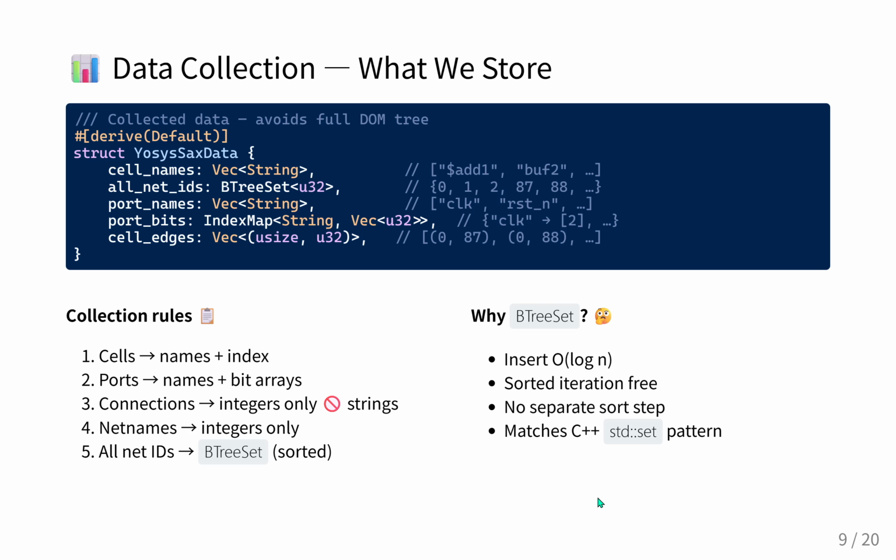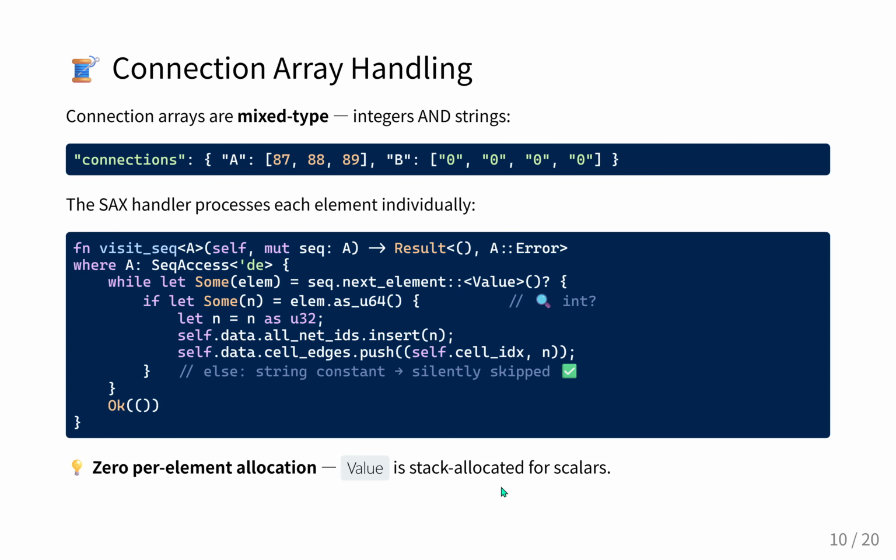Free! There is no separate, time-consuming sorting step required at the end. Additionally, this pattern perfectly mirrors the C++ standard set, which makes the logic highly portable for developers working across different systems. That's a nice bonus. But here's the real kicker regarding the SAX setup. Because of how they handle the stream, there is 0 per element allocation for the connection arrays. This is the zero copy magic.